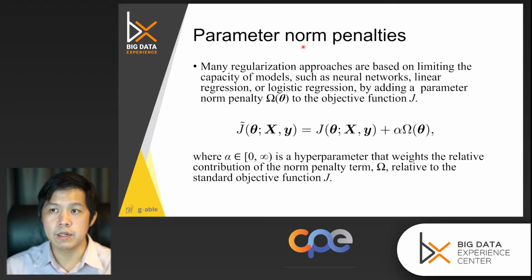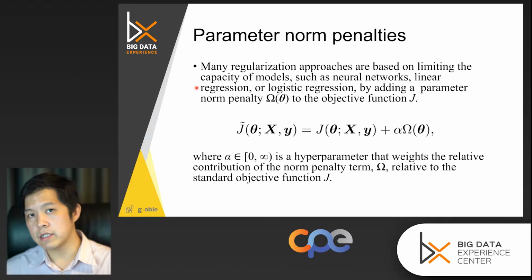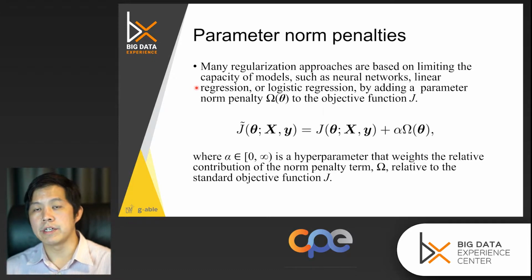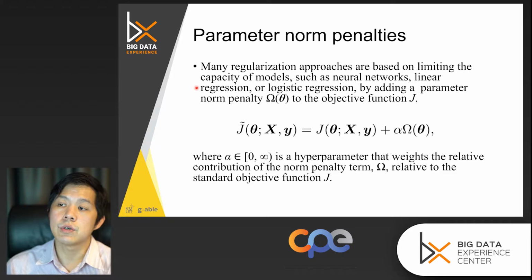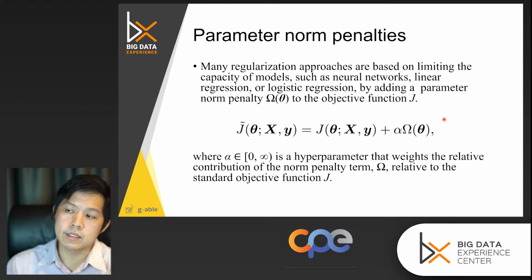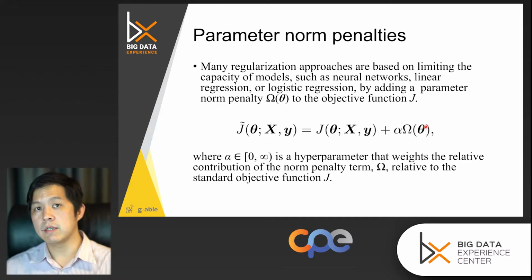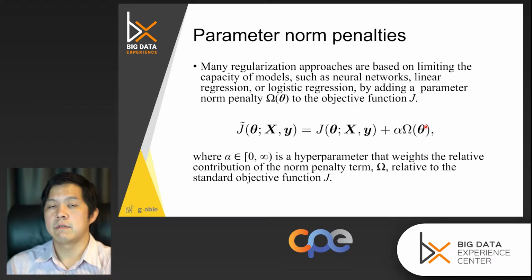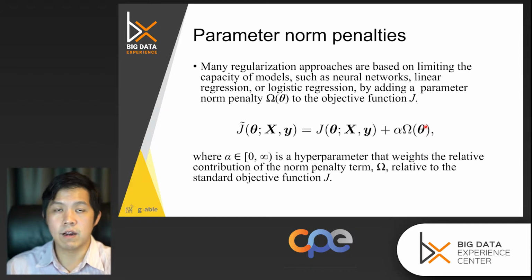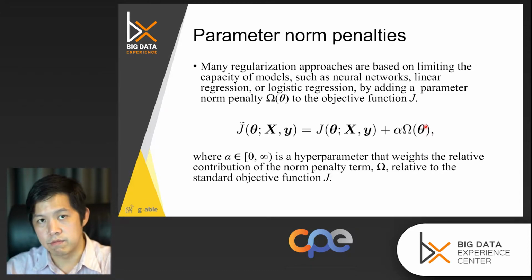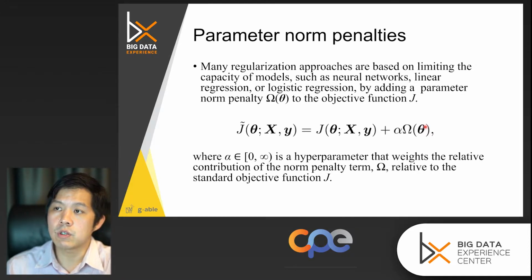Let's say you limit the norm to be small. You can incorporate such a criterion into the objective function by incorporating this omega theta. This omega theta will be large if the parameters are large. If there are many parameters, omega will be large; if there are fewer parameters, omega will be small. This can be done by controlling the norms of the parameter coefficients.